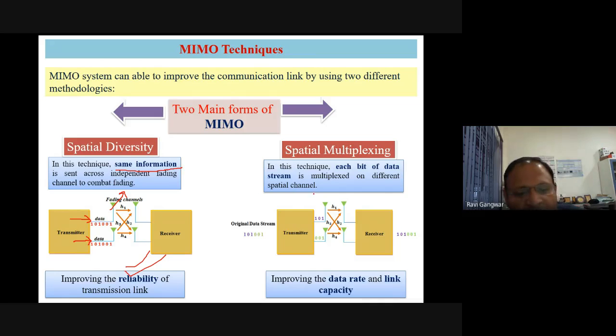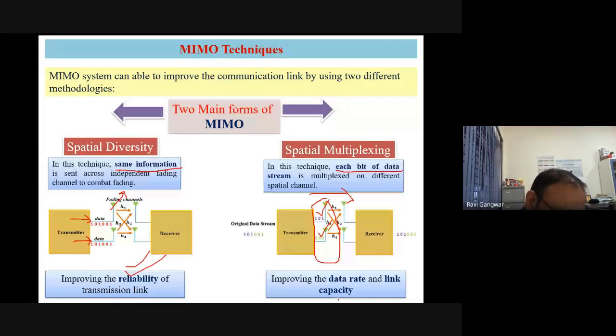Now the second case, spatial multiplexing. In spatial multiplexing, each bit of the data stream is multiplexed on a different spatial channel. That means we are transmitting parallel streams. We can say that 101 is transmitted from antenna 1 and 001 is transmitted from antenna 2. Both antennas transmit different signals at the same time. So the speed, that is the data rate, is increased drastically, and similarly the link capacity. But there is a problem with reliability here.